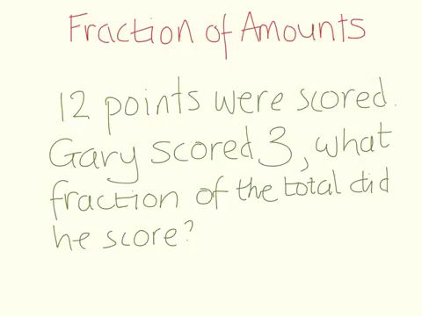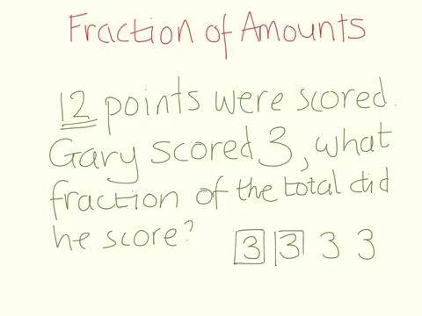This question reads 12 points were scored. Gary scored 3. What fraction of the total did he score? In this case, we've been given the amount, which was 12. We've then been given how much of the amount Gary scored, which was 3. We need to find out how many 3s are in 12. So we have 1 3, 2 3s are 6, 3 3s are 9, 4 3s are 12. So we can see that there are 4 3s in 12, which means as Gary scored one of them, he scored 1/4 of the total number of points.